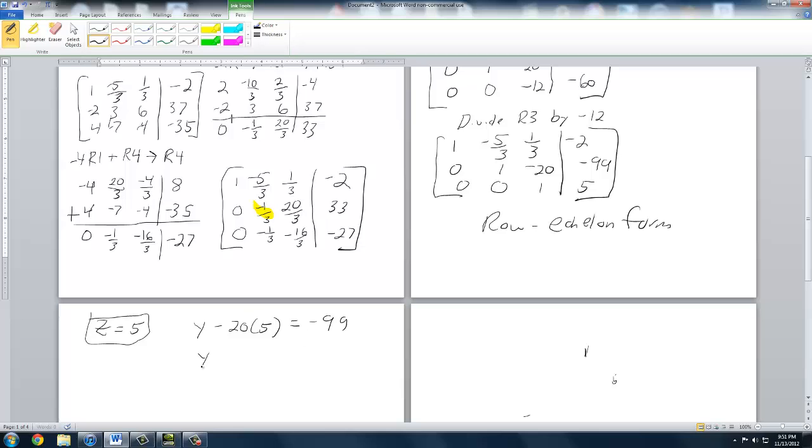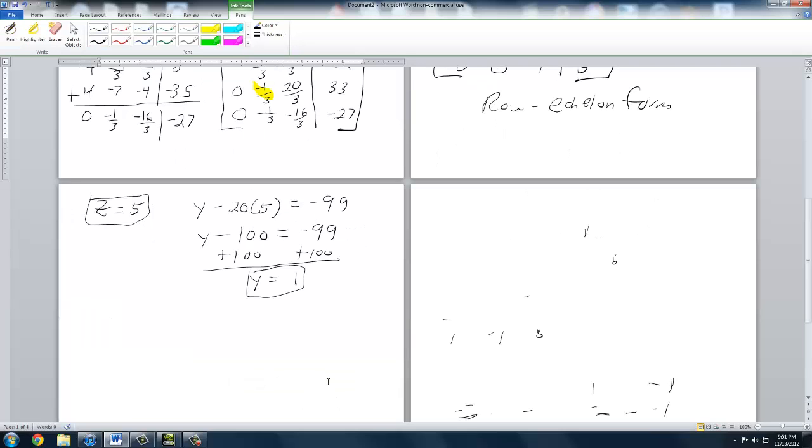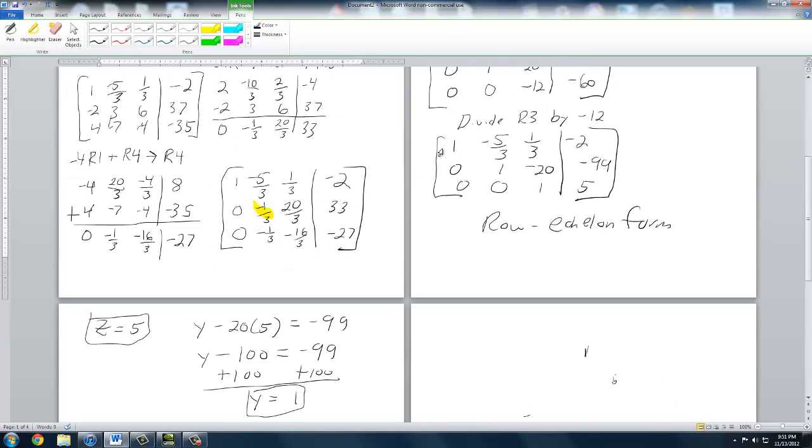And then we solve this. This means y minus 100 is equal to negative 99. We add 100, and negative 99 plus 100 is 1. So y is 1. We also know that, looking at this line right here, 1x minus 5/3 y plus 1/3 z equals negative 2.